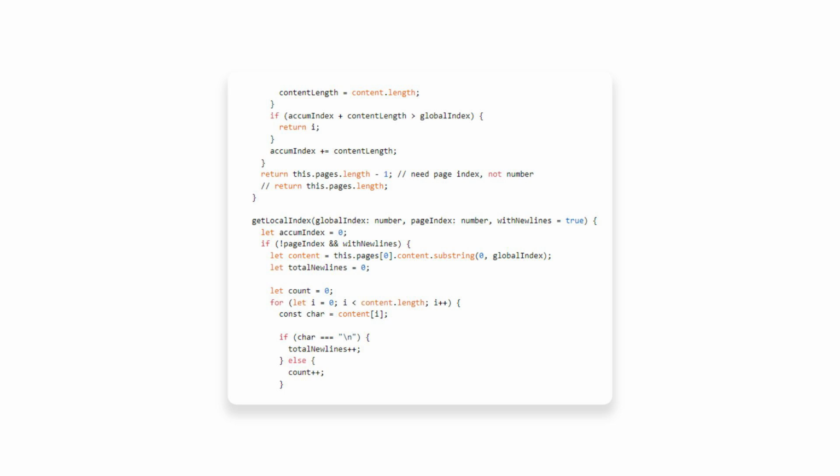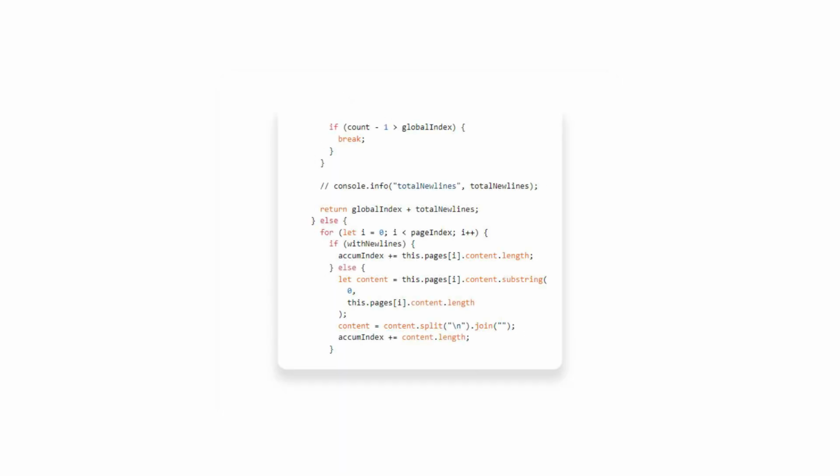2. Local index calculation. The getLocalIndex function initializes an accumIndex to track content length, and if on the first page and including newlines, extracts content up to globalIndex. It counts characters, tracking total newlines and non-newline characters.